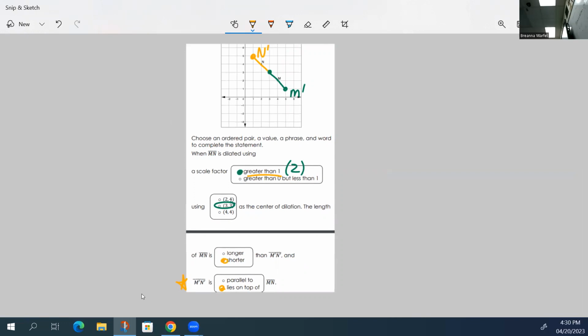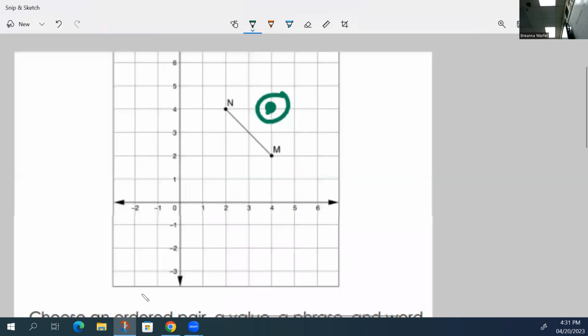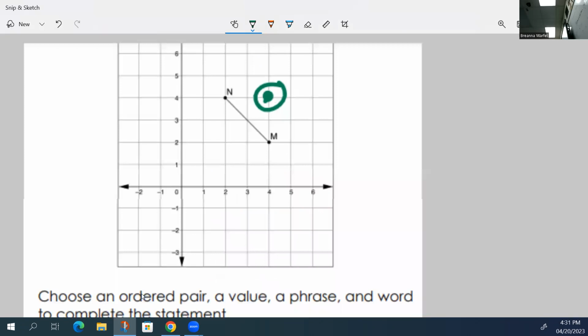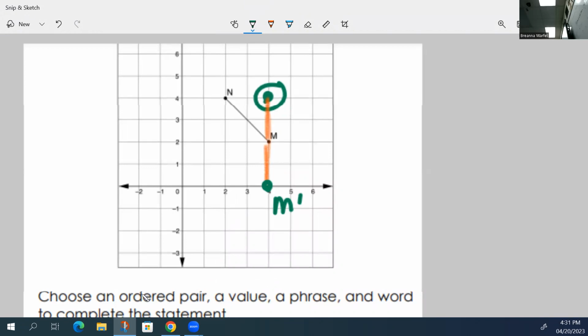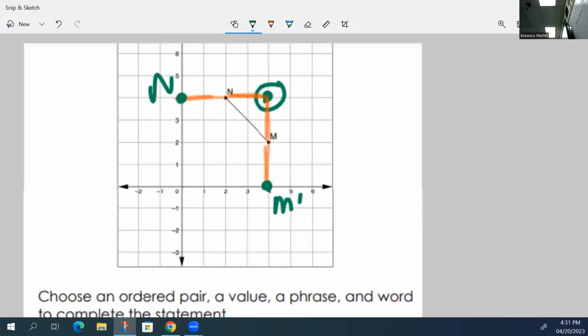Then we're going to try, let's stick with greater than 1 just because it's easy. Now let's do 4, 4. This is the point that we're dilating about. If we get twice the distance away from this line, if M is 2 below, it's going to go further away. So that's where M prime would be. Then we do the same thing: if N is 2 to the left, it's going to be 2 more to the left, twice the distance away. So that's where N prime is going to be.